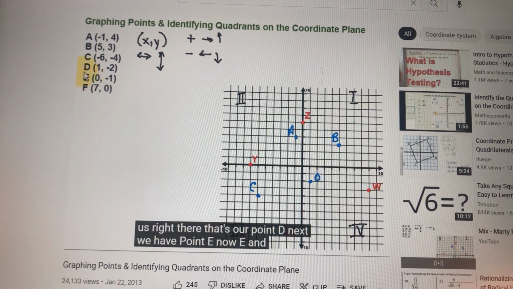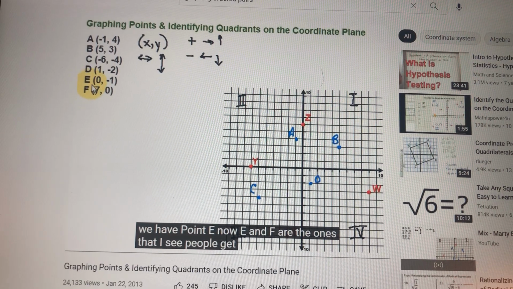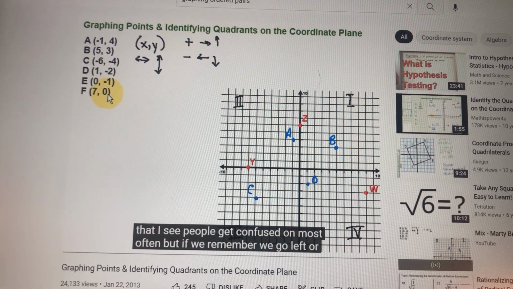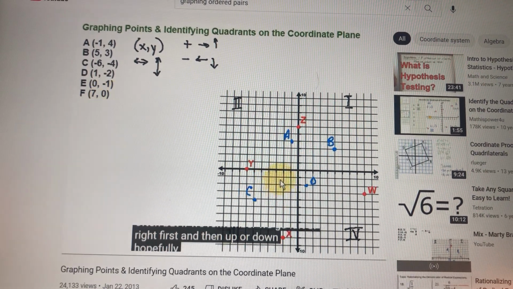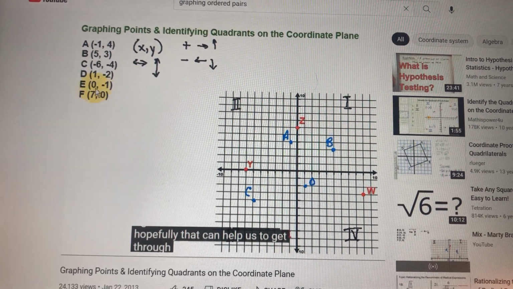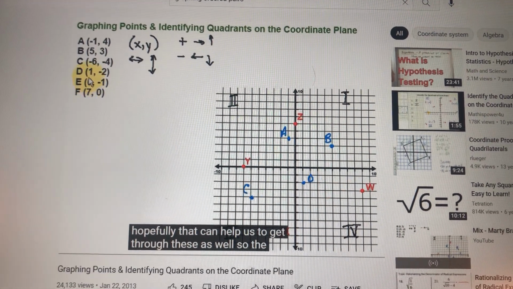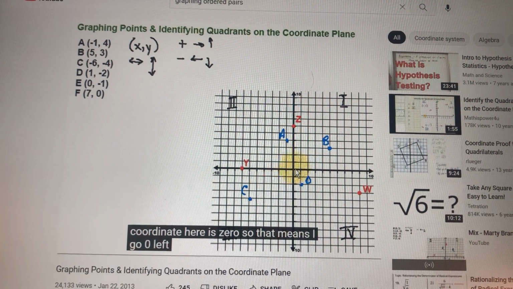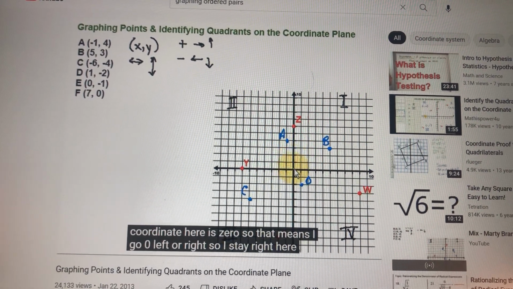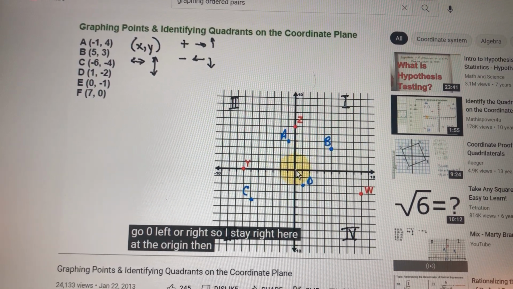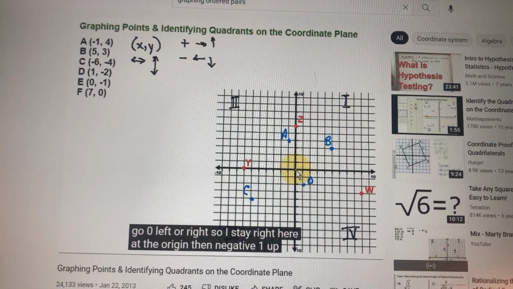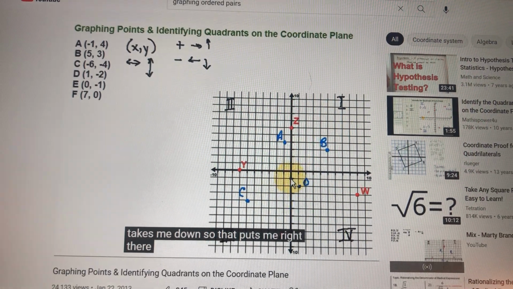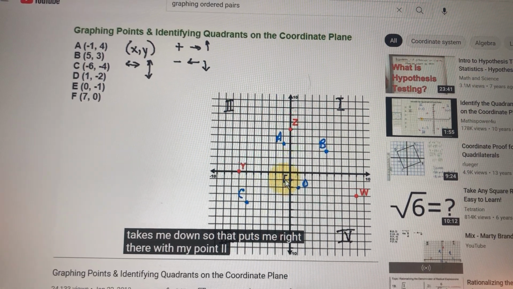Now, E and F are the ones that I see people get confused on most often. But if we remember, we go left or right first, and then up or down, hopefully that can help us to get through these as well. So, the x-coordinate here is 0, so that means I go 0 left or right. So I stay right here at the origin. Then, -1, up or down, well, the negative takes me down, so that puts me right there with my point E.